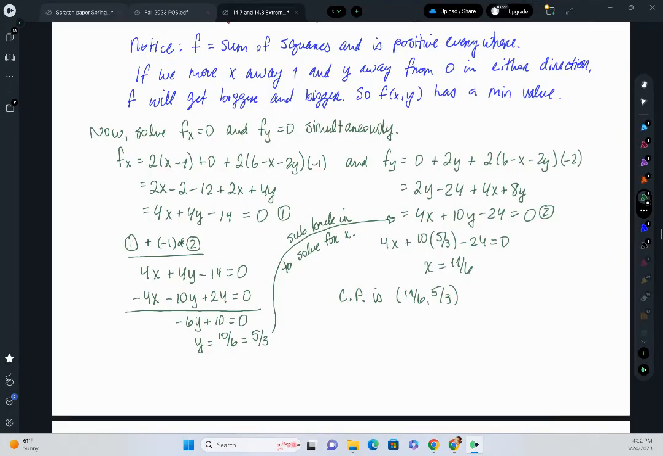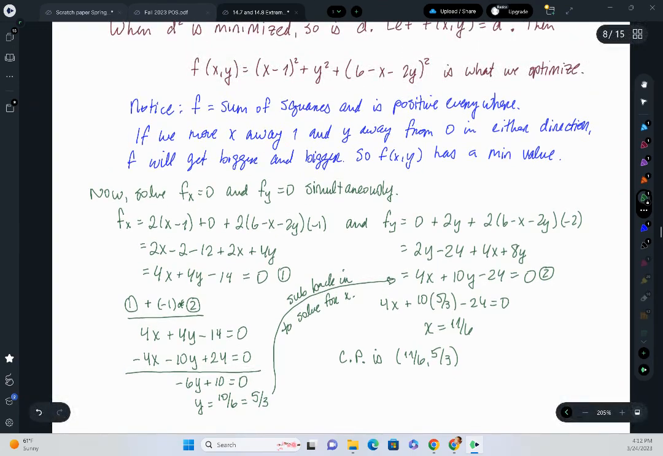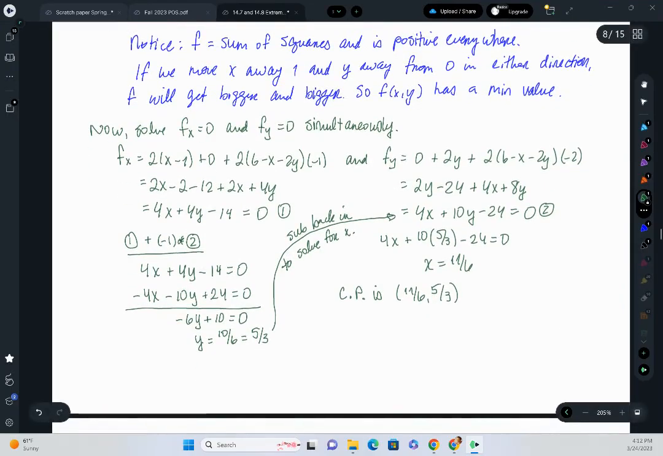And then what I need to know is, is this really a minimum? Because, you know, I kind of talked about it in this little notice statement in blue up above, but you might not believe me. So what I could look at is I know I want a minimum. That means I need my second derivative test, and big D should be positive, and f sub xx should be positive, okay? So if I was to calculate big D really quick, big D of xy is f sub xx times f sub yy minus f sub xy times f sub yx.